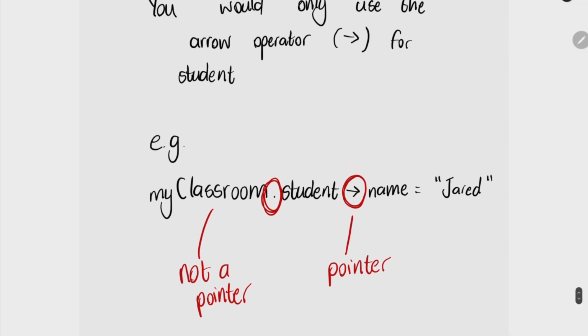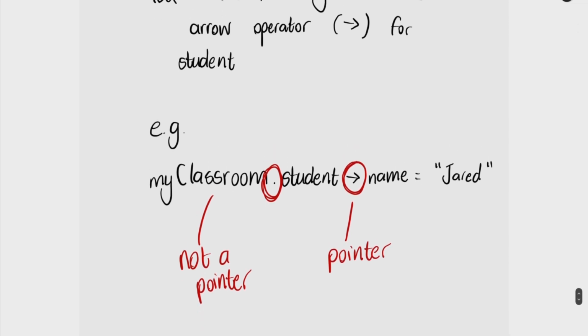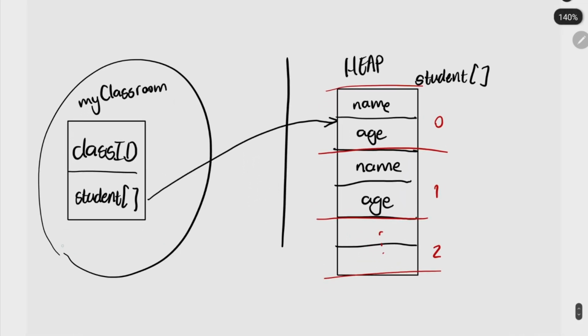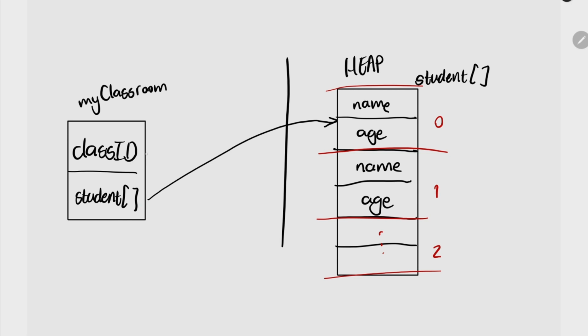So just give me a second and I'll come back with the example in which this is a dynamic array. So this is the example in which student points at a dynamic array. Just like in the previous example, we have my classroom over here, and then we have the class ID, which stores a code uniquely identifying the class. And then we have this student, which points at the first index of this dynamic array of structs of type student.